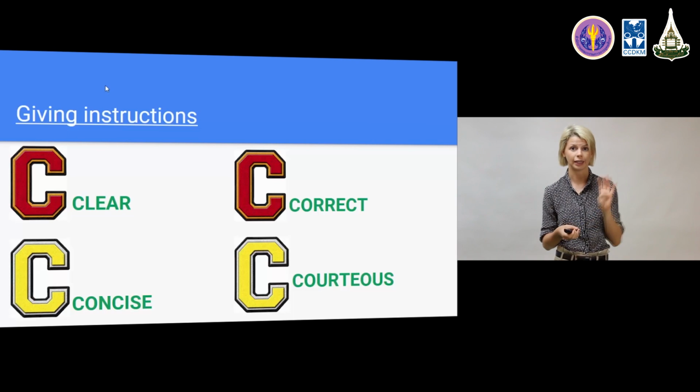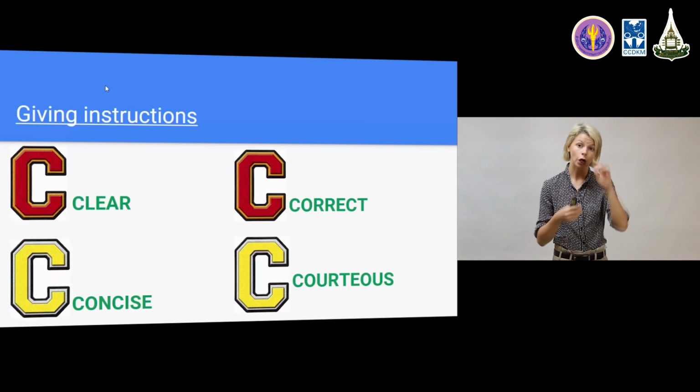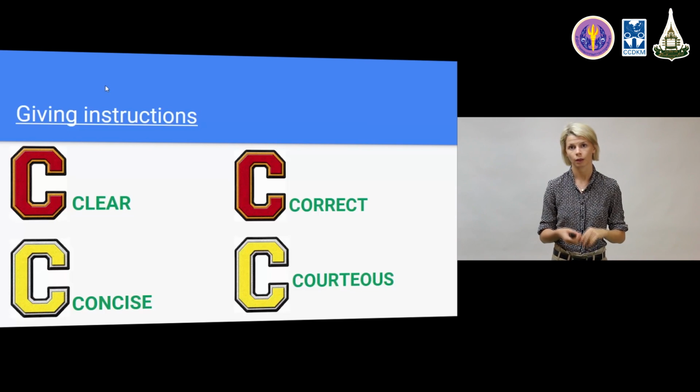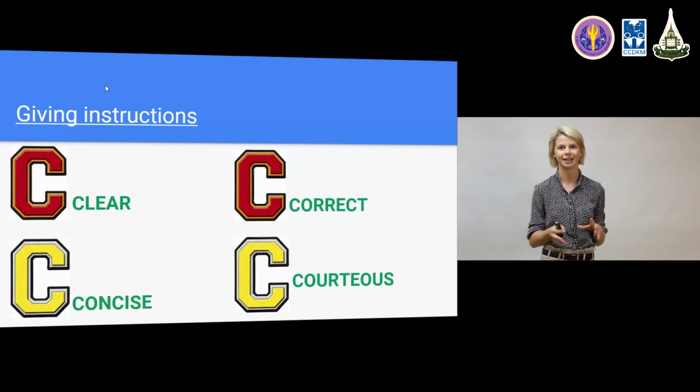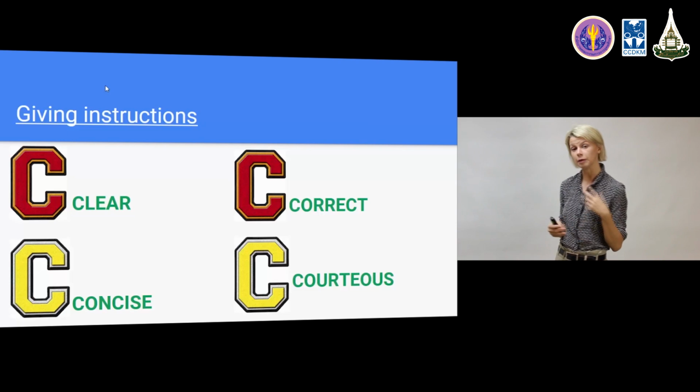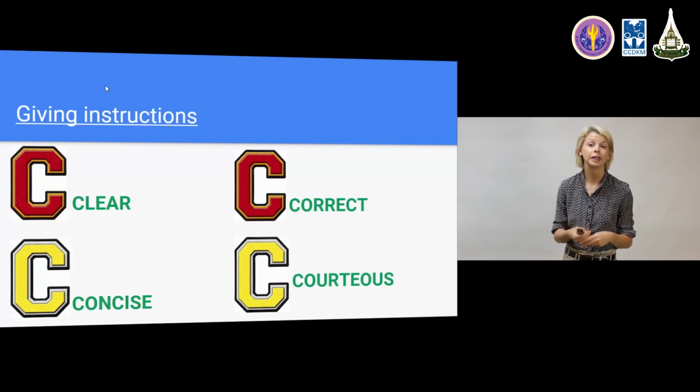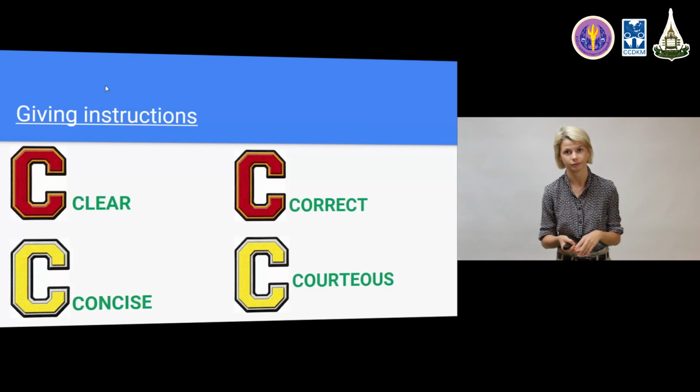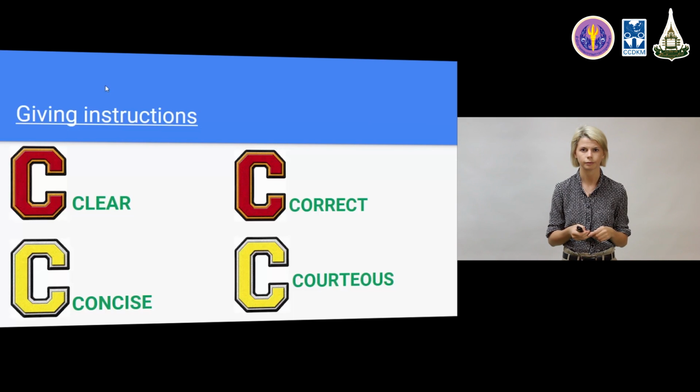And finally, the last of the 4 C's is be courteous. Courteous means polite. When you are giving instructions, it is not polite or courteous to give commands. Example, the bus leaves at 5 p.m. Be there at 5 p.m. We don't want to say that. It's not courteous. Maybe more courteous: Could you please be there at 5 p.m.?